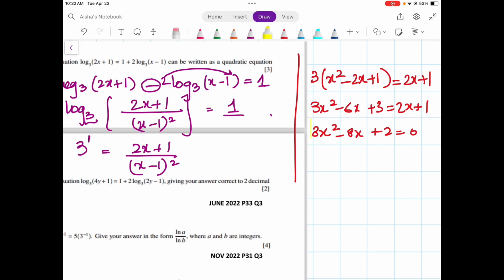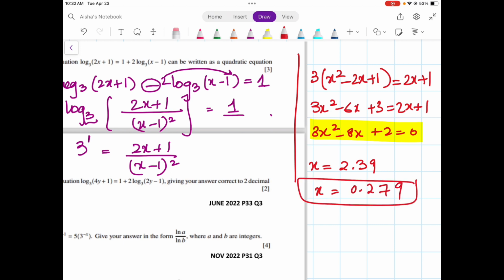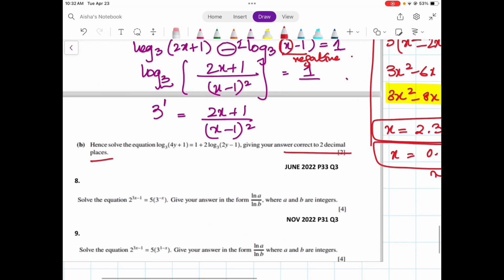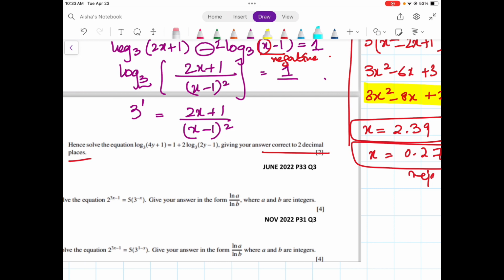So they're asking you to show that it can be written as a quadratic equation. So this is my answer to the first part. When you solve, you get x equals 2.39 and x equals 0.279. Now 0.279 will be rejected. Why? Because when you input 0.279 here, this will become a negative value, which is not possible. Now, giving you the answer to 2 decimal places, so this is going to be my answer.